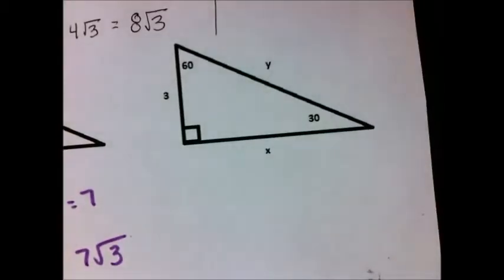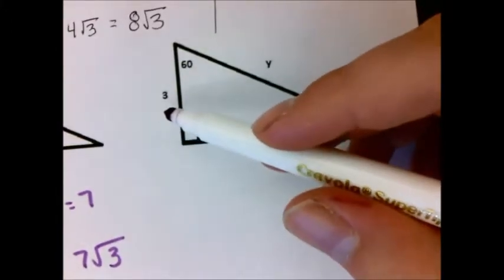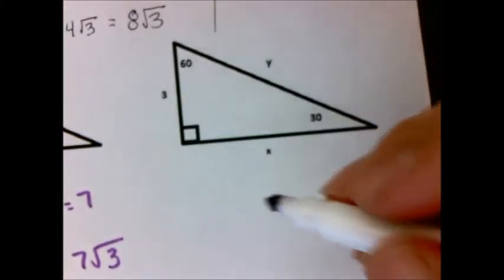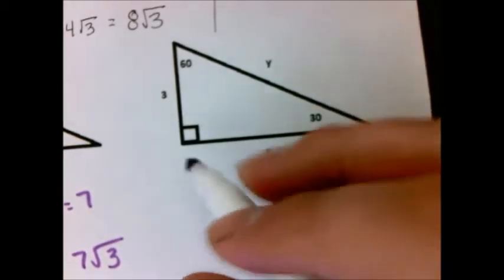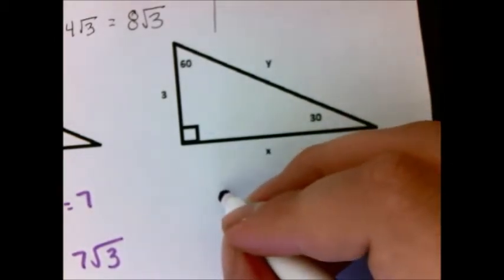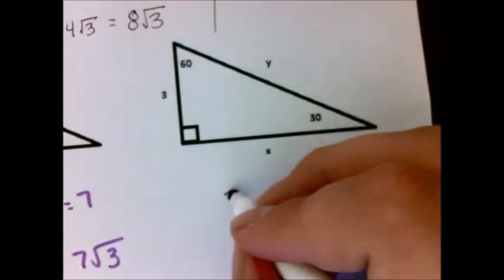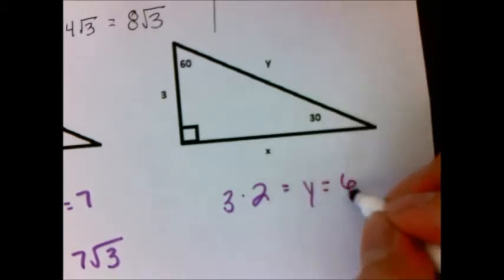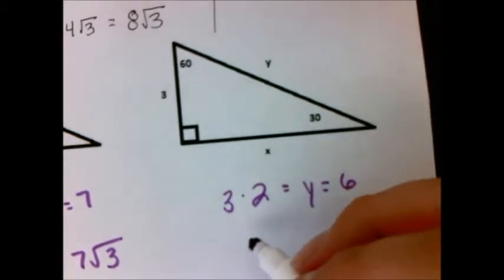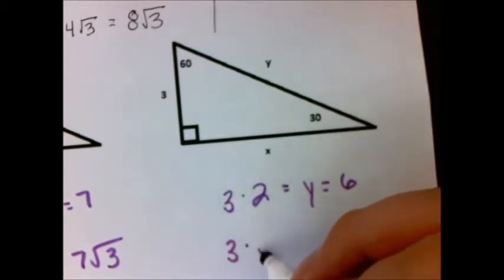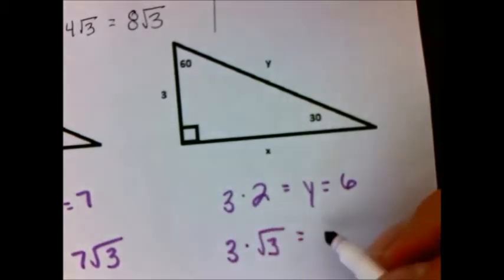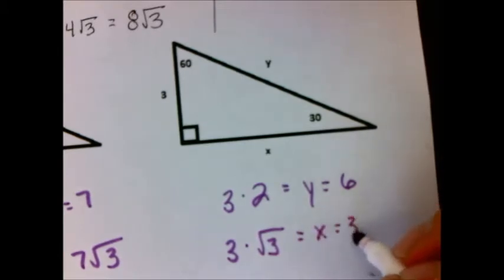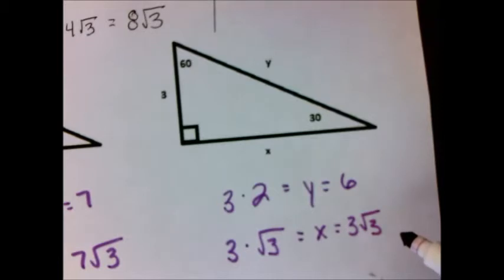Alright, this next one, we already know the smaller leg, so this one's a lot easier than the other two. So to find y, or the hypotenuse, we take 3, we multiply it by 2, and we get that y equals 6. The other one, we take 3 times the square root of 3, and we get x equals 3 square root 3. Give you a sec to write that down.